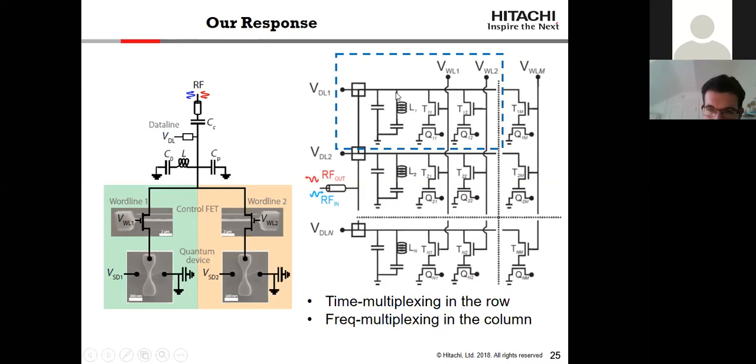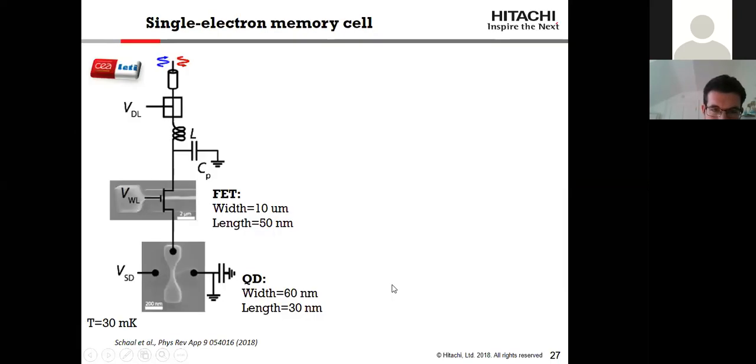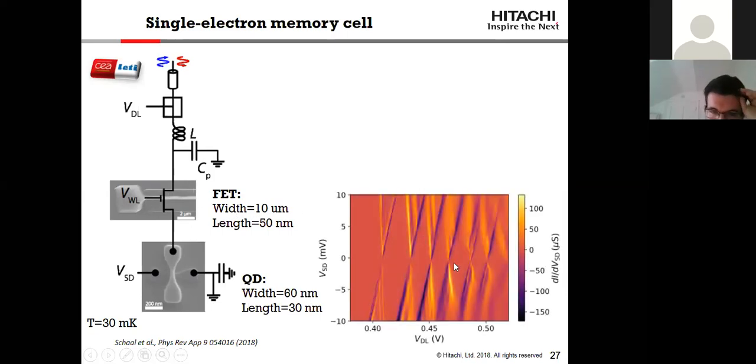Good, so I'll be talking about the subset of the array. Okay, experiment-wise. So as I was saying, we use narrow transistors for the quantum dots with a width of 60 nanometers, and wide transistors for the control FETs because we wanted to minimize the on-state resistance. You can see here a measurement of the Coulomb diamonds of one of these quantum dots, where we vary the data line voltage, effectively the gate voltage, and the source drain voltage of that quantum dot.